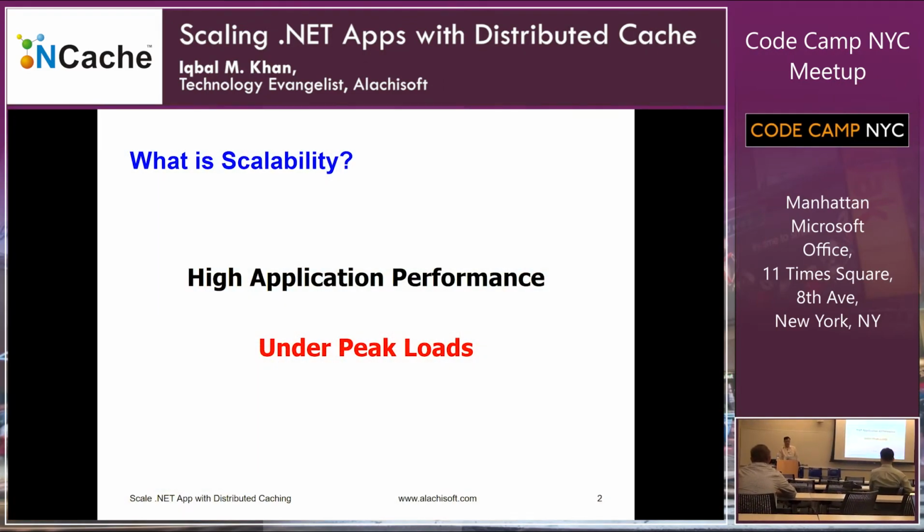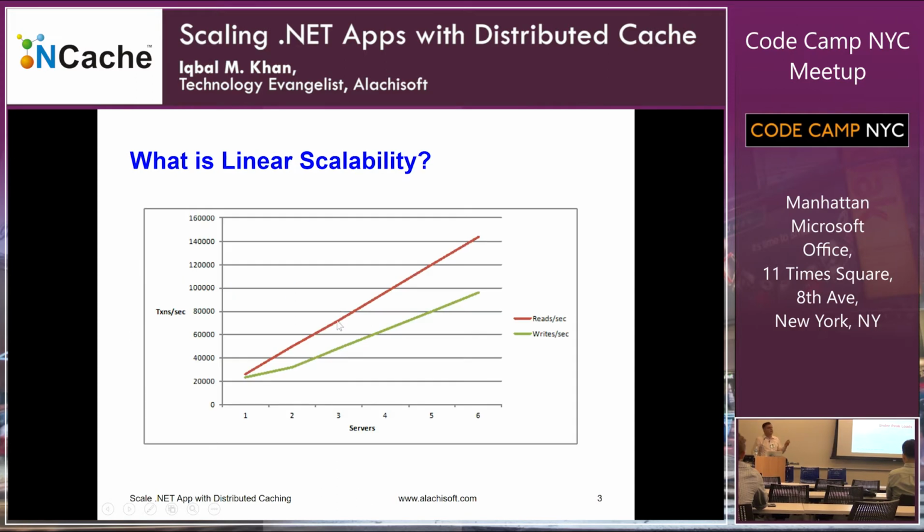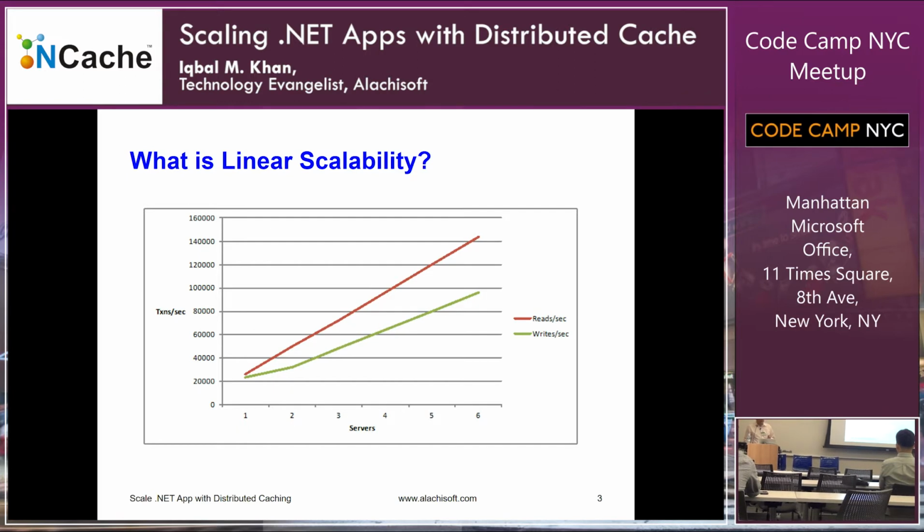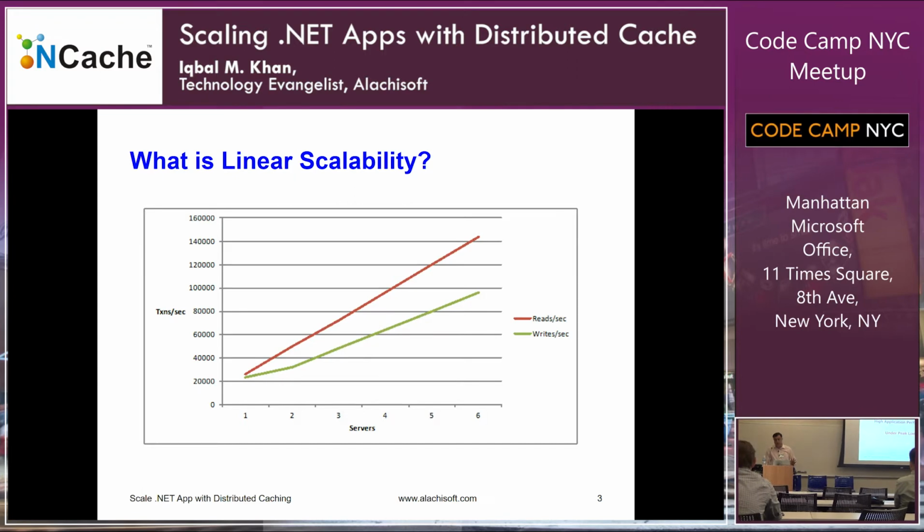Okay, I'm going to get started. I'll start with a few definitions, which I'm sure most of you know already, otherwise you wouldn't be here, but just for completeness. The first definition is scalability. Scalability, as I see it, is high application performance under peak loads. If you have an application that has only 5 users and it performs super fast, it's not scalable until it performs super fast with 5,000 or 500,000 users. If you can do that, then your application is scalable. And if you can't, then you need to figure out how to make it scalable.